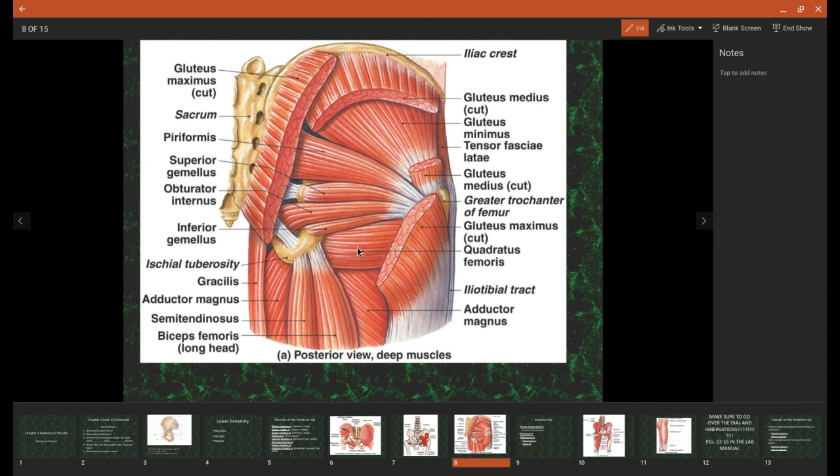What the quadratus femoris is mainly responsible for is also lateral rotation of the thigh, and it has its own nerve to the quadratus femoris muscle that is going to be innervating it. So the nerve's name is just the nerve to quadratus femoris.